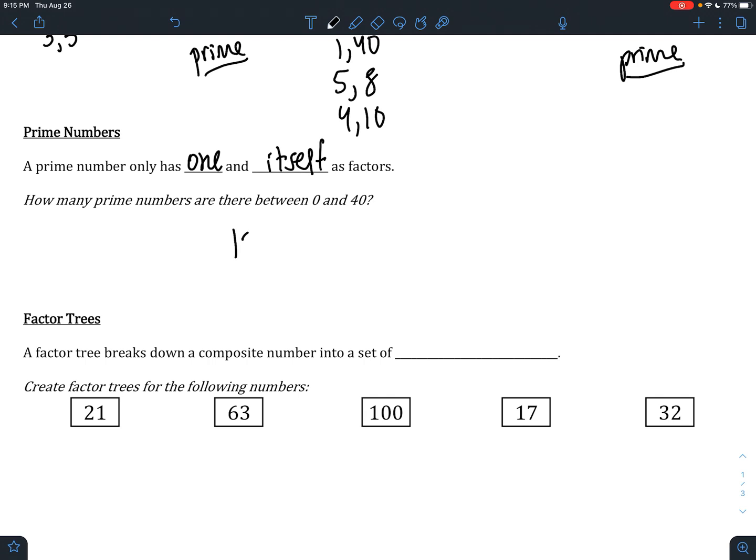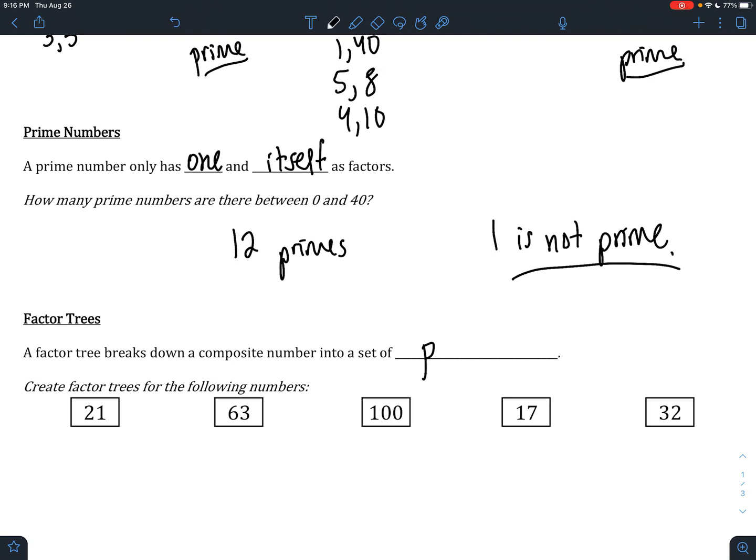There are 12 prime numbers between 0 and 40. I encourage you to find out what those are. But as you're working, you might ask, well, is 1 prime? It's not prime. And hopefully by the end of the video, you'll understand why.